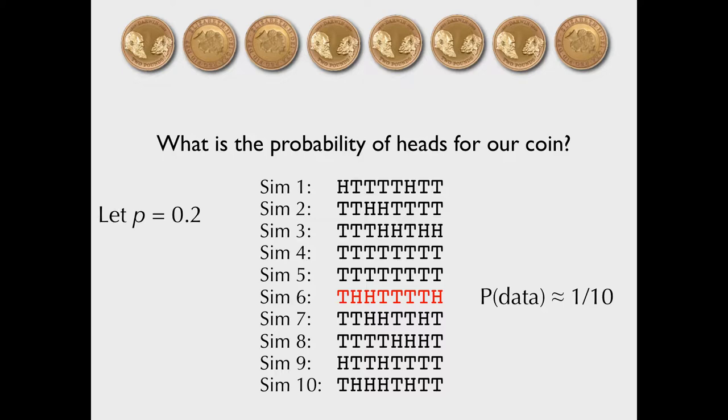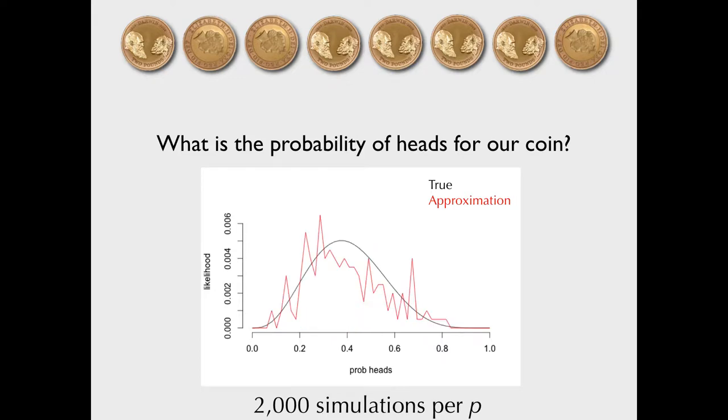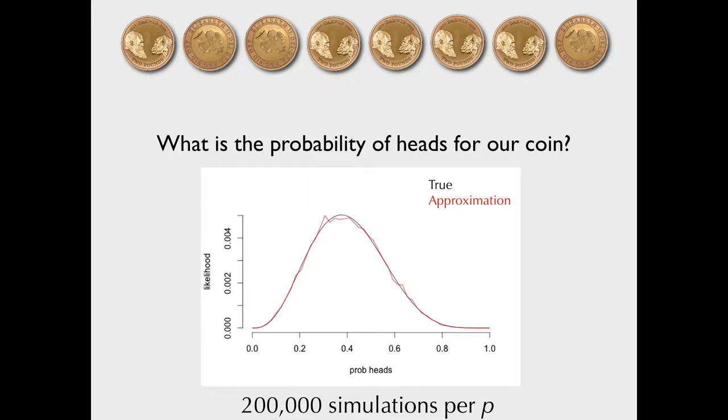So here I tried 200 simulations for each of these values, and only a few got an exact match. There we go, approximate Bayesian computation in action. It's really rough. So we can do more. I've done 2,000. Better fit. 20,000, better fit, and 200,000, better fit. And so without actually knowing any math, just knowing how to simulate, you can actually estimate this likelihood.